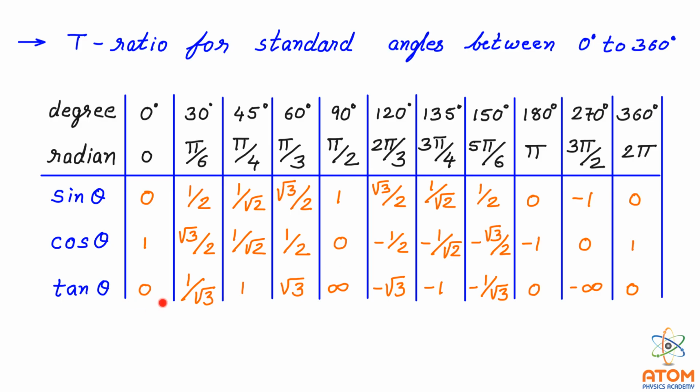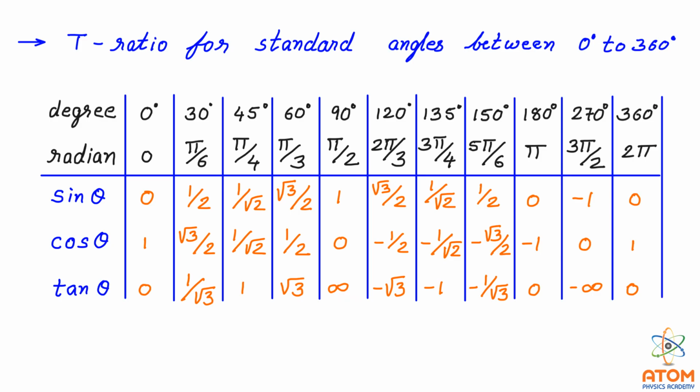And then for tan, obviously sin upon cos is tan, so 0 upon 1 will be 0, 1 by 2 upon root 3 by 2 will be 1 by root 3, 1 by root 2 by 1 by root 2 is 1, root 3 by 2 by 1 by 2 is root 3, and 1 by 0 is not defined exactly, but we can say it is infinite.